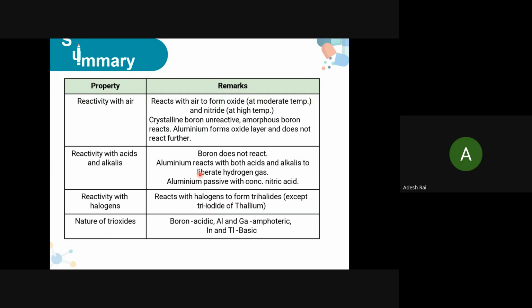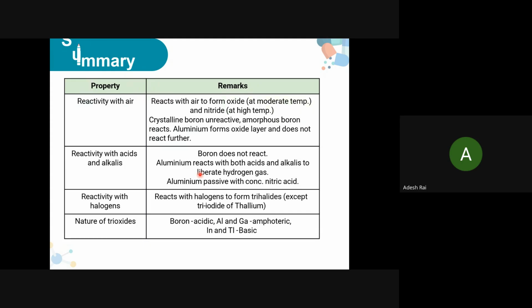Now, aluminum, because it is amphoteric, can react with acid as well as base. When it reacts with acid, it will release hydrogen gas. When it reacts with base, in that case also it will release hydrogen gas. Is that clear? But the reaction of aluminum and gallium with nitric acid is very important.